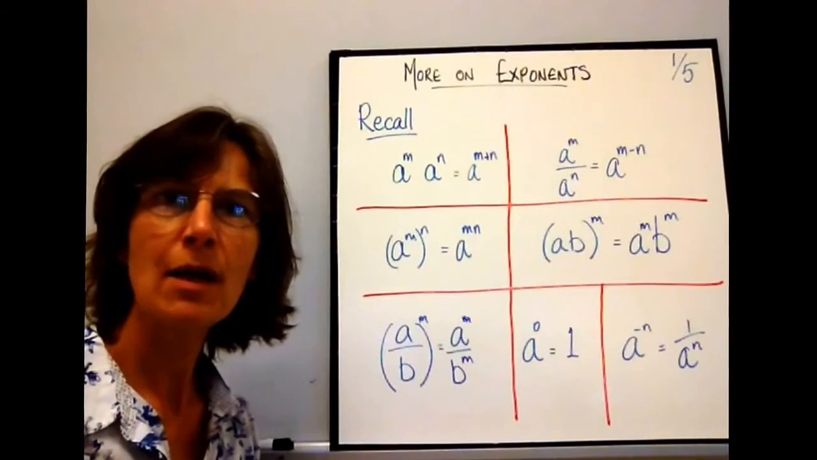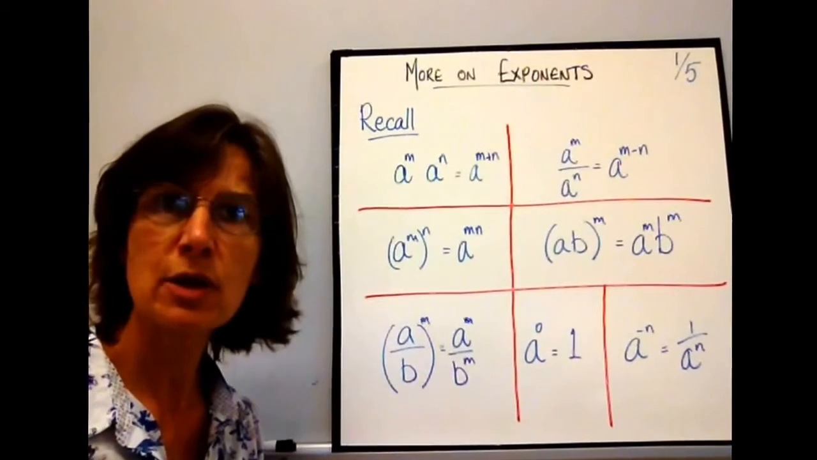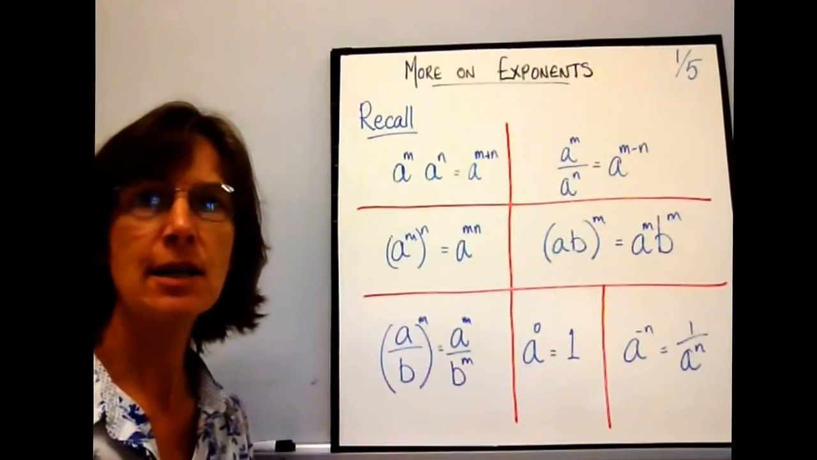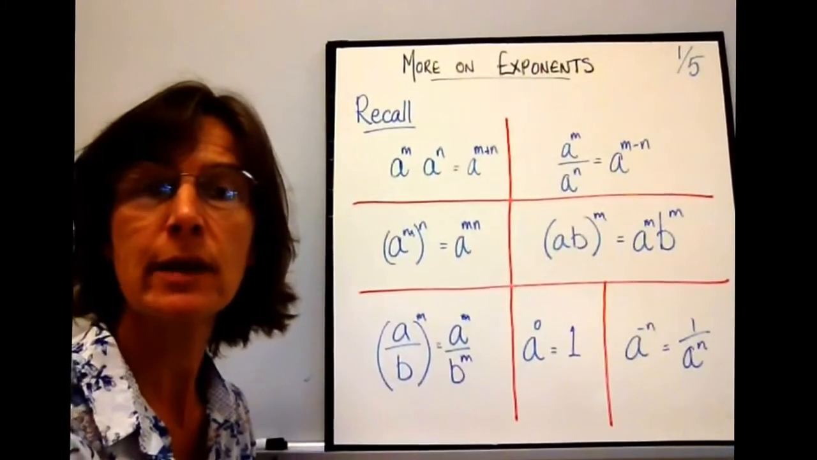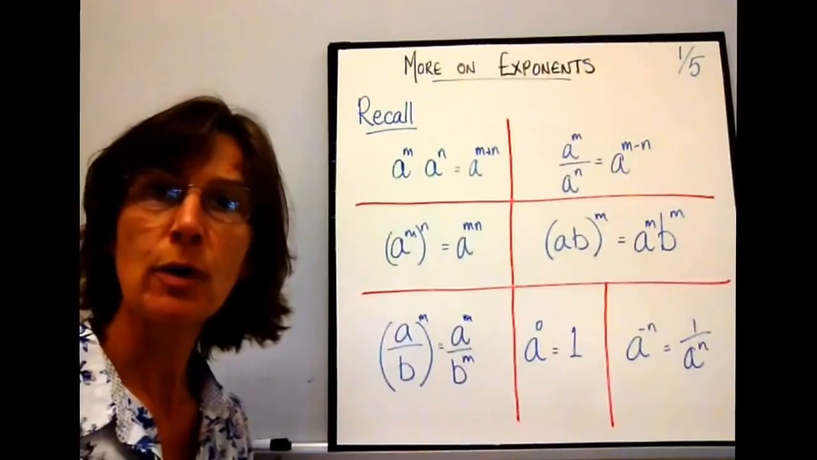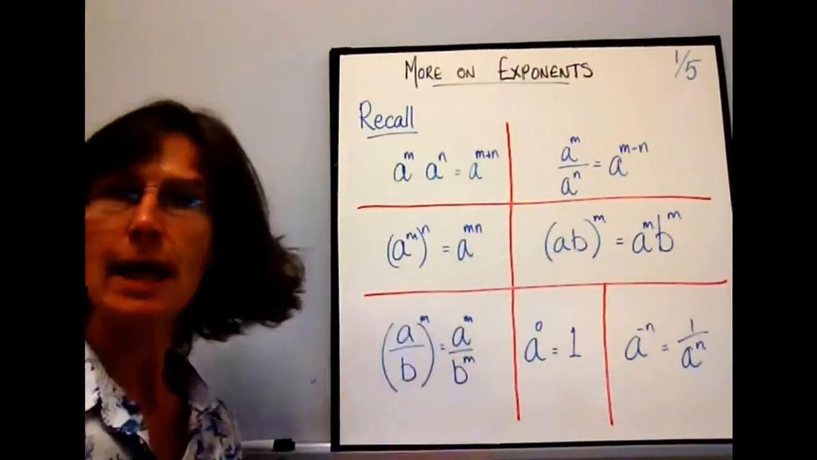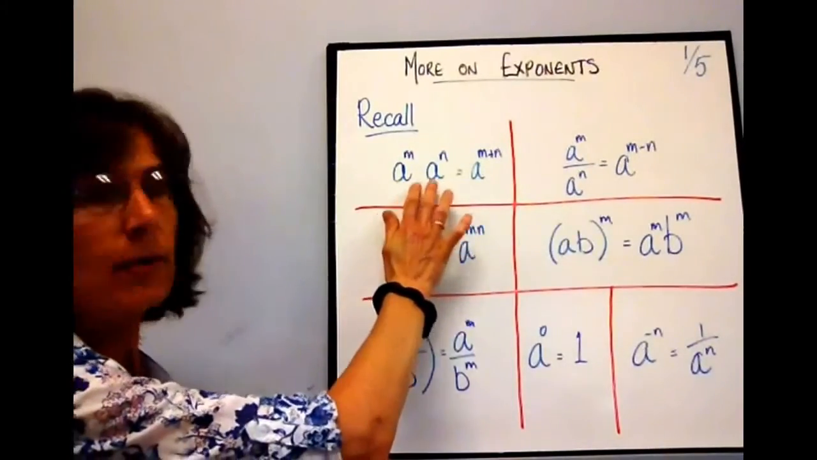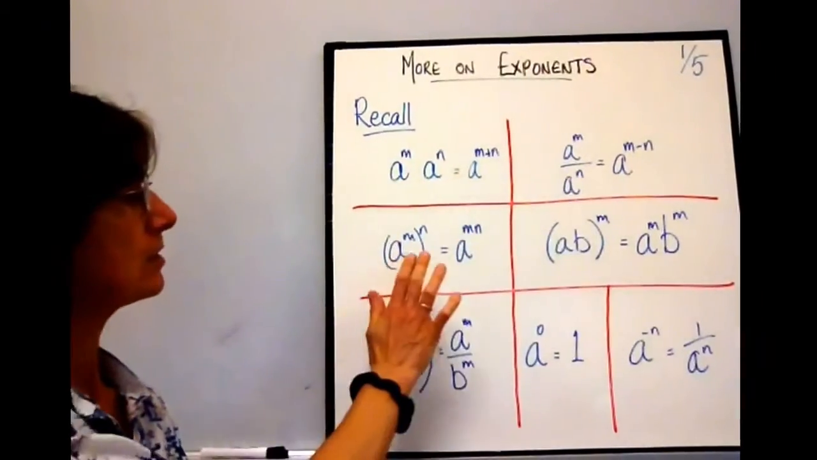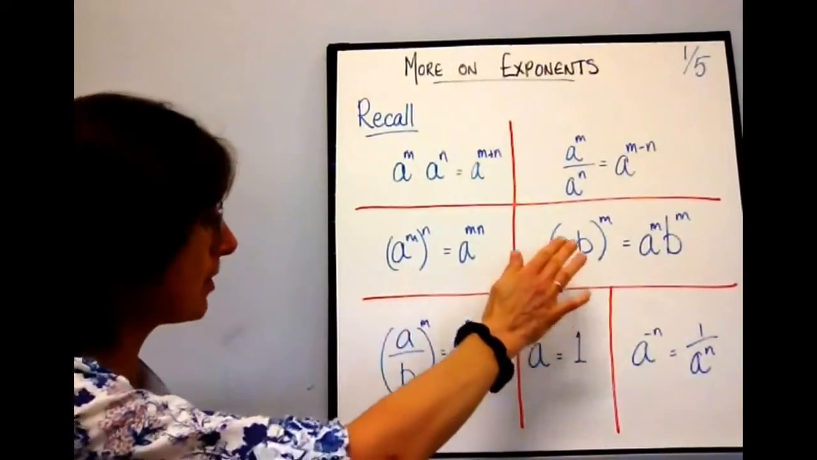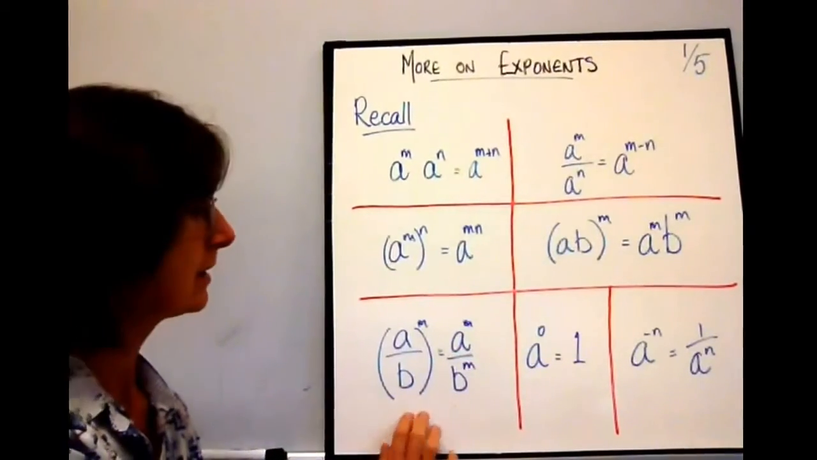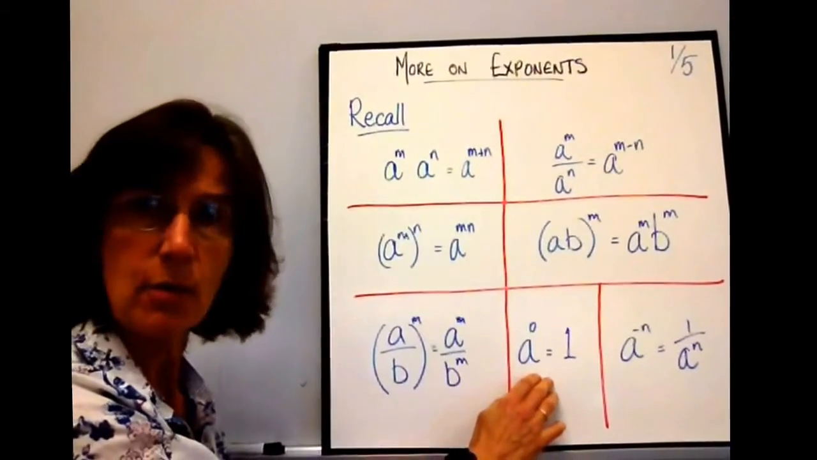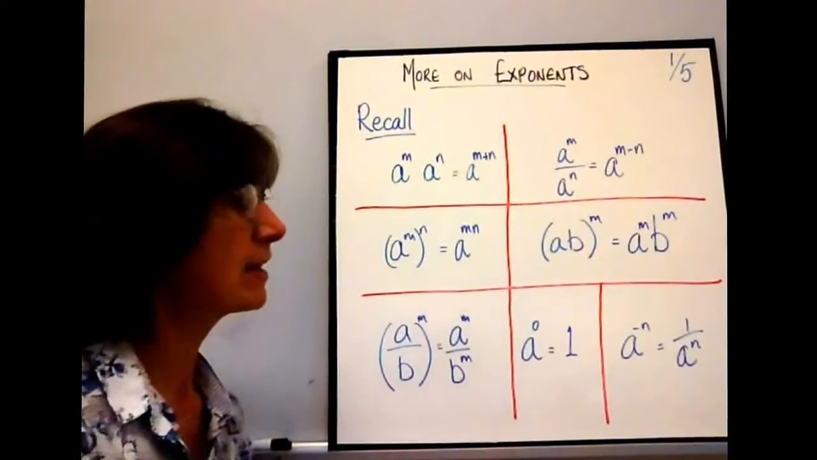Okay, here we are talking more about exponents. We've learned some exponents in class, and I'd like to go over some of the other properties that we're going to need to know for CP Algebra 1. Here is a recap of everything we've done so far. We've got the product of powers, quotient of powers, power of a power, power of a product, power of a quotient, definition of to the zero power, and definition of a negative exponent.